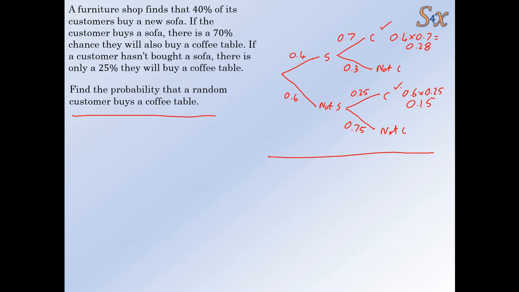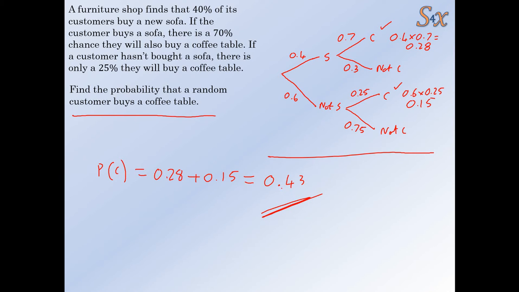Now, those are the two possibilities. So it's this or this. So we're going to add them together. So the probability that they buy a coffee table is 0.28 plus 0.15 for those two possible branches that end up buying a coffee table. Add those together, we get 0.43, or 43% of customers buy a coffee table.